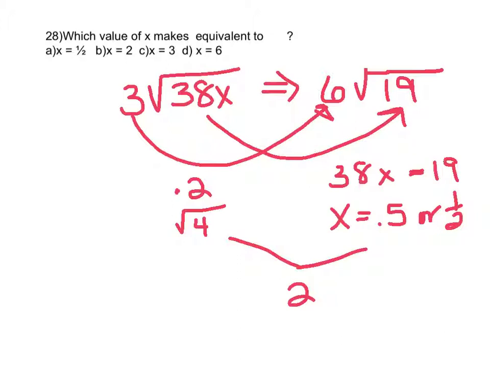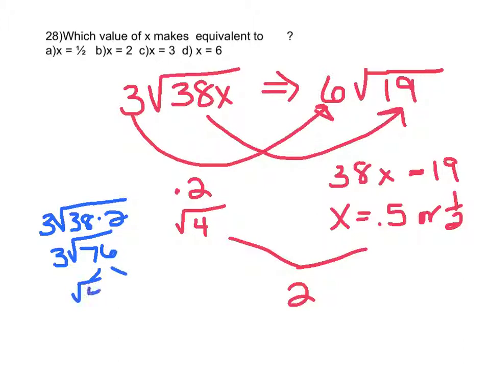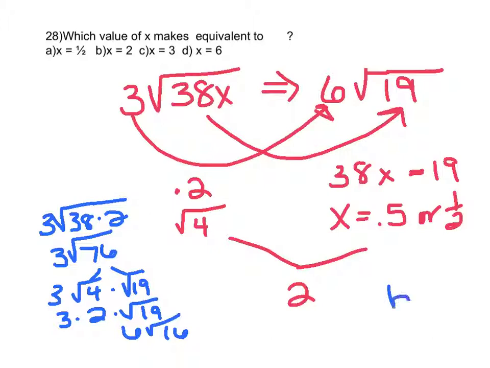So if you plug in 2 just to check yourself, you get 3 square root of 76. Break it down with the perfect square. That'd be the square root of 4 times the square root of 19. That's 3 times 2 times the square root of 19, giving you that 6 square root of 19. So your answer on number 28 is going to be B.